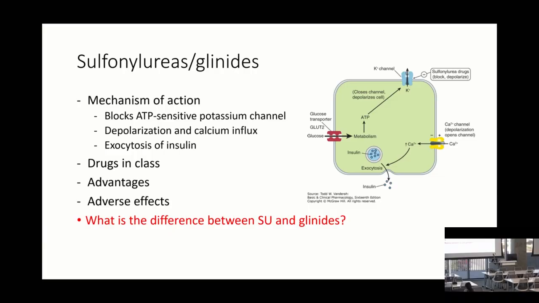Difference between sulfonylureas and glenides: the key difference is their half-life. Sulfonylureas have a longer half-life. Glenides have a short half-life. It's almost like taking a long-acting insulin versus a short-acting insulin. That's the way I think of glenides. So glenides are for mealtime. You take them before the meal, and they give you a burst of insulin, whereas the sulfonylureas are taken once a day or twice a day, and they last all day long. But they work by the same mechanism.